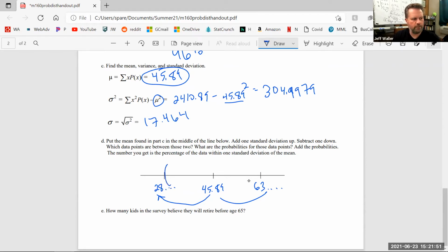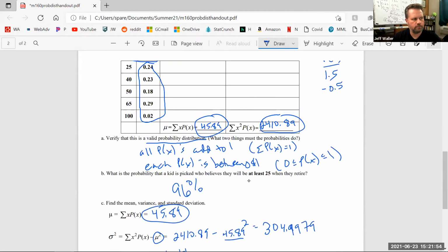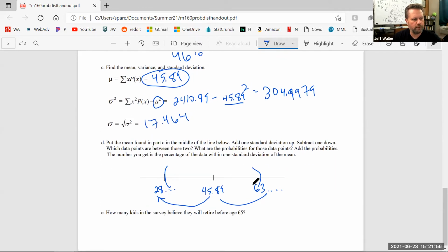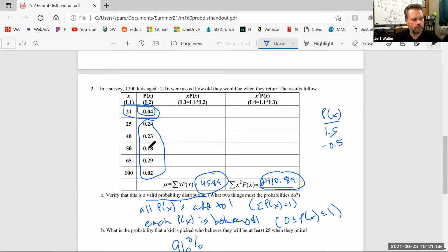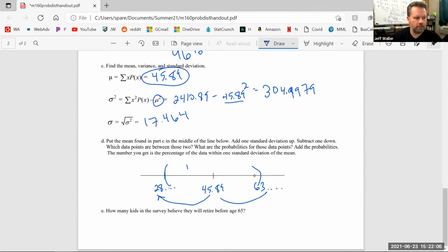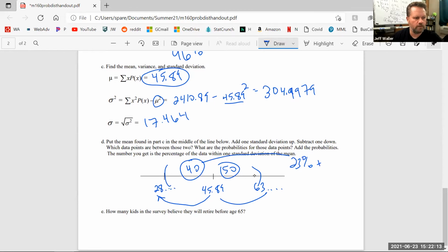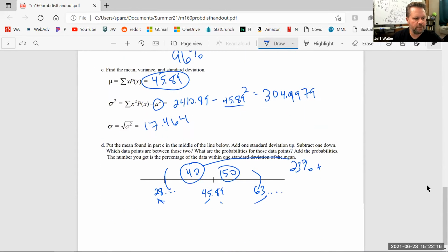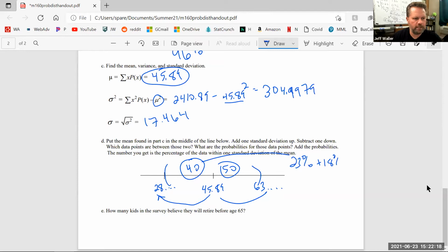So which data points did we catch between 28 and 63? 40 and 50. What percentage of the data is 40s? 23%. Good. So now you understand the way to do this. You caught all the 40s and all the 50s. All the 40s is 23%, and all the 50s is 18%. So what total amount of data did we catch? 41%. I like it.